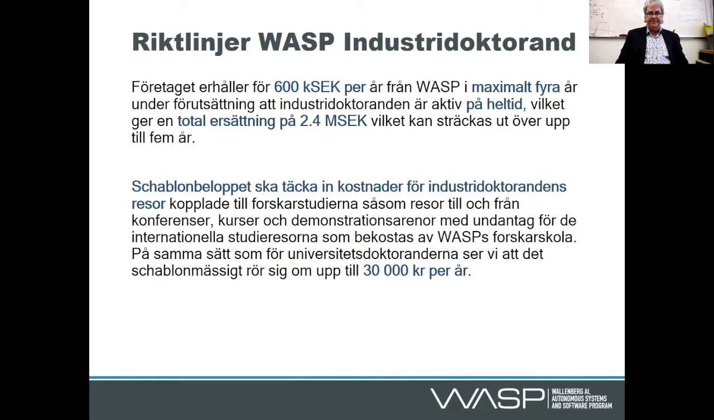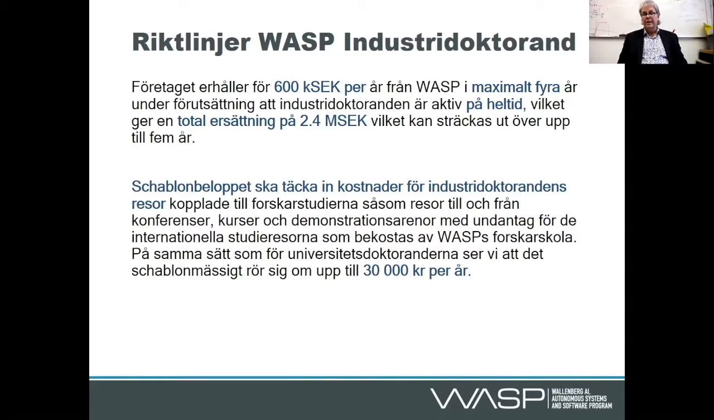And then money-wise, the company gets 600,000 per year from WASP for a maximum of 4 years if the student does the research at the level of 100%. And that is very rarely the case. In most cases, the student does the research at an 80% level, which means that it takes 5 years, and it means then that the company gets 80% of 600K per year during 5 years. So that means that the total amount that the company gets is 2.4 million Swedish kronor. And that can then be used to partly cover the salary for the student.